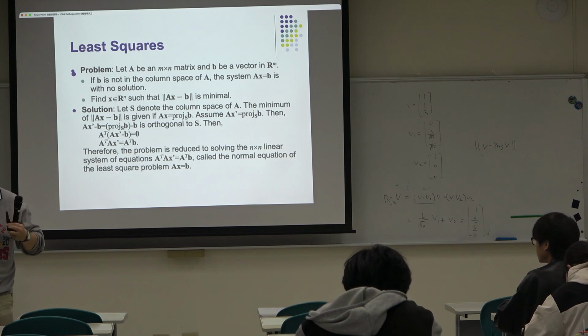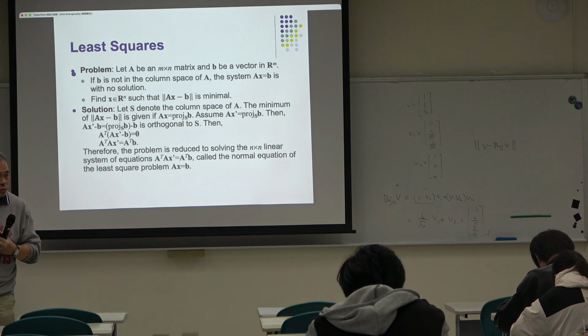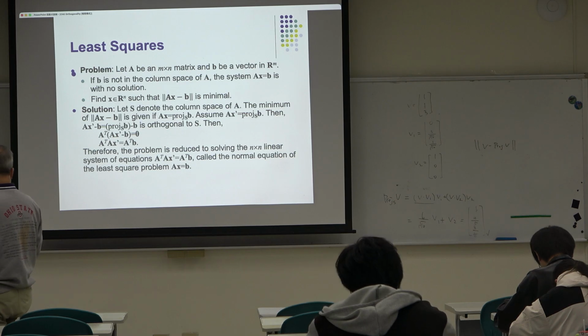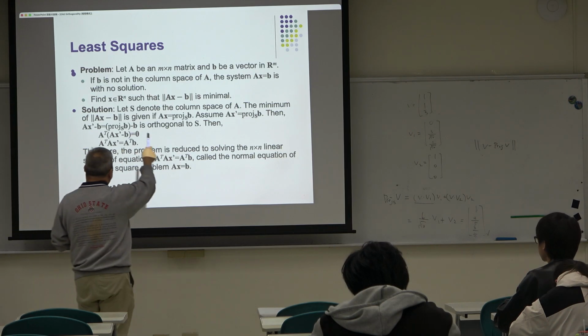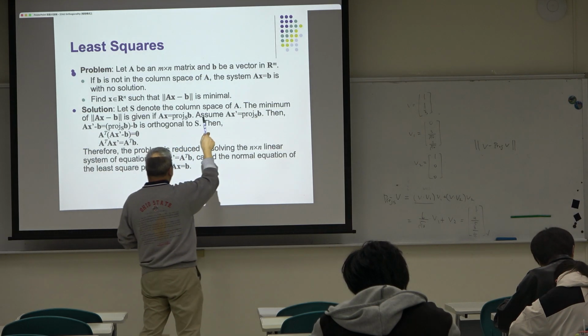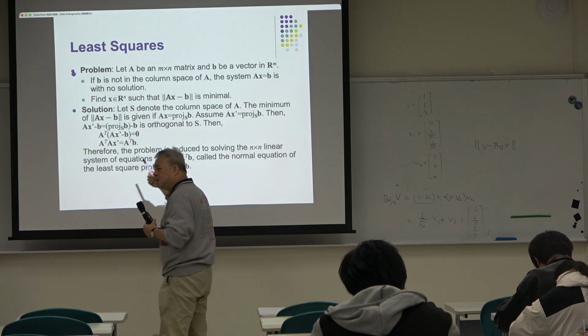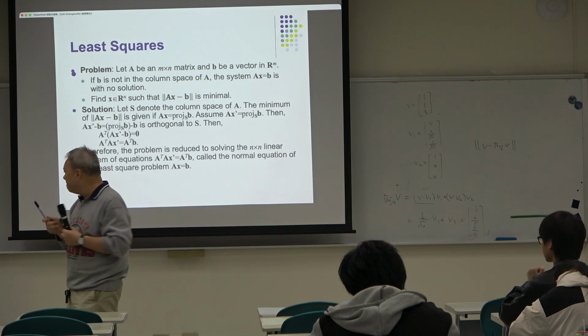Okay, if not, then you don't have a solution. At least you don't have an exact solution, right? So if b is not in the column space of A, the system Ax equal to b has no solution. Okay, that's why we say that.